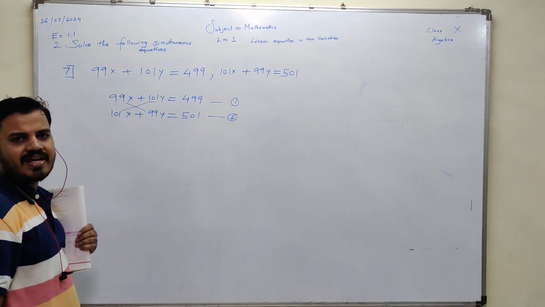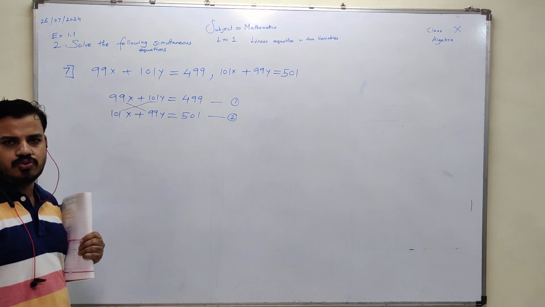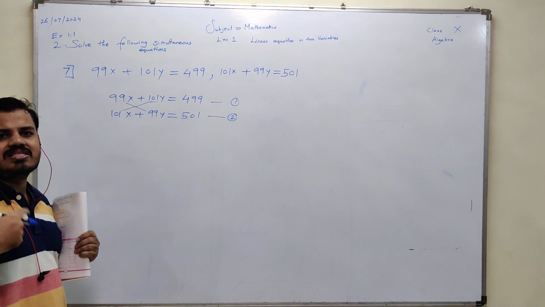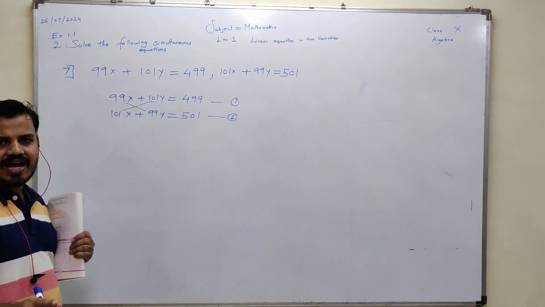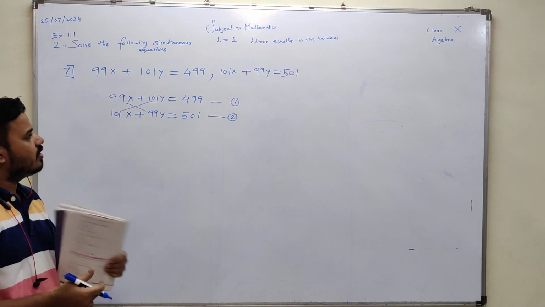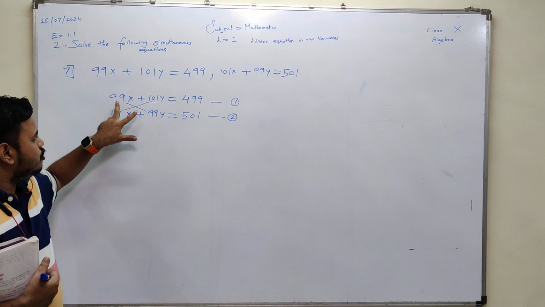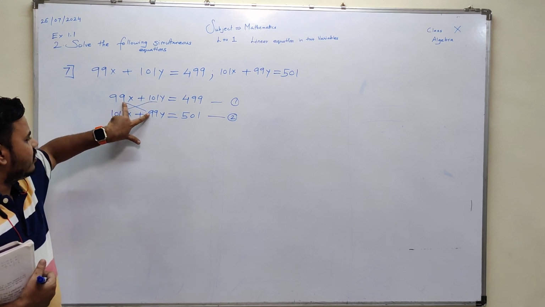Whenever you find such an example while solving the linear equation in two variables, what we have to do, simply add both the equations one time and then subtract both the equations one time. So you have to add one time and you have to subtract one time. But what is the condition? The condition is that you should have the coefficients aligned diagonally.